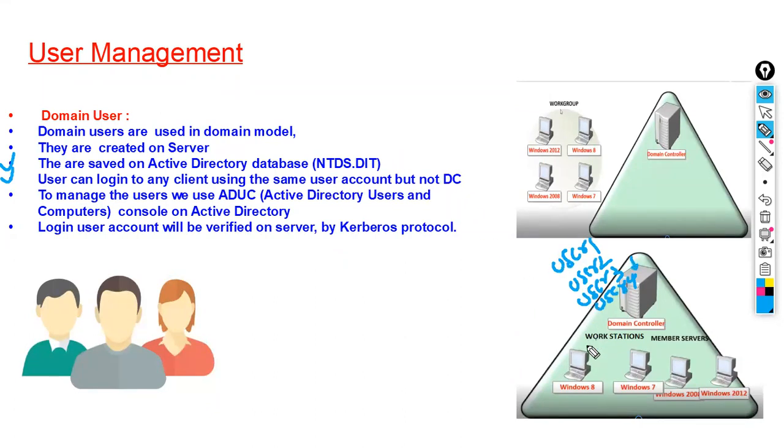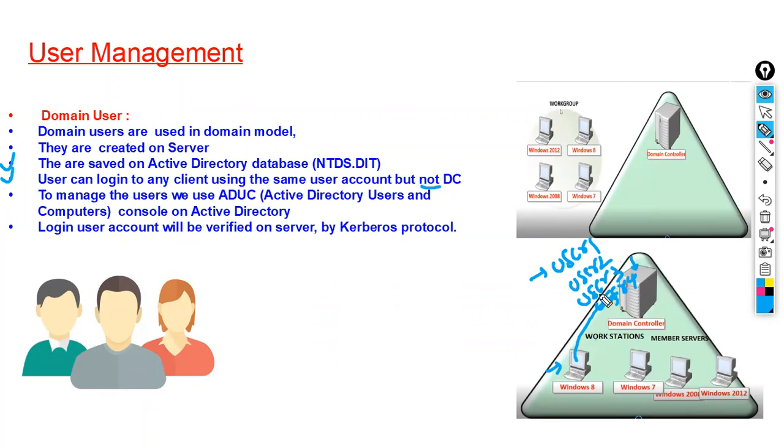So guys, these users can access all the computers in your network. So user 1, let us say he wants to access Windows 8 machine. So he will log on and provide the credentials, user 1, and let us say password 123. So this computer will verify whether this user 1 is created on domain controller or Active Directory or not. So the same user can access Windows 7, Windows 2000, Windows 2012. Okay, you don't need to create this username and password on local computers. All you need to do is create the username and password on domain controller once. That's it. So they can log on to any client using the same account but not DC.